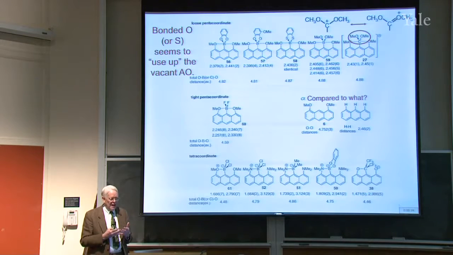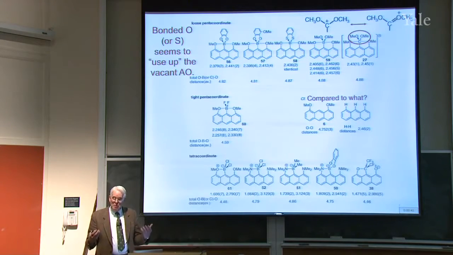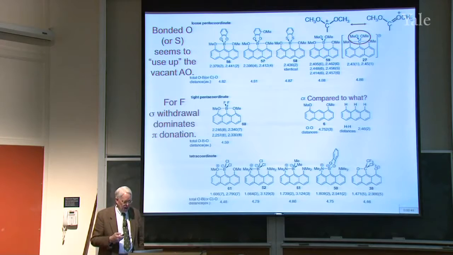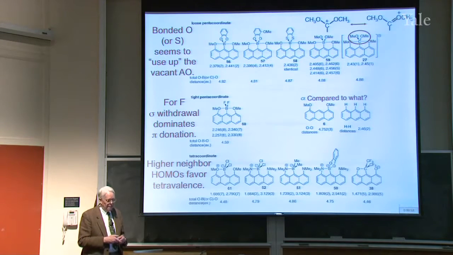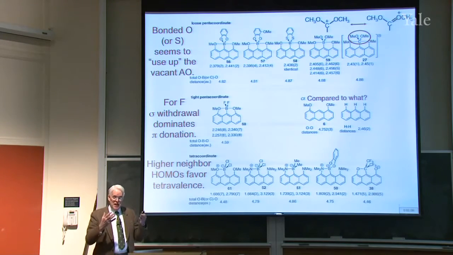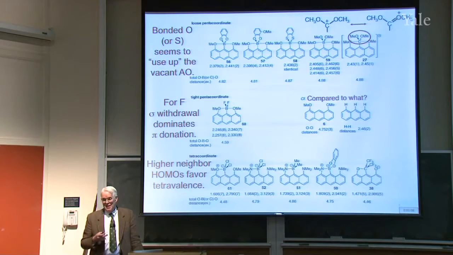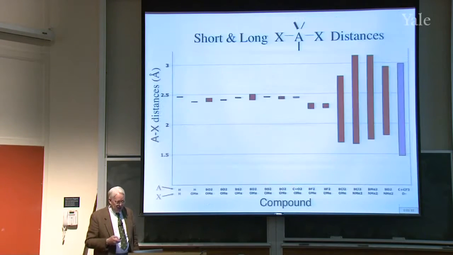But if the central atom is bonded to oxygen or sulfur, which has these extra electrons, that seems to use up the vacant orbital. So it's not so good at bonding and therefore sucking things in. If you have fluorine on boron, then as we said, the electron withdrawal lowers the energy, and indeed it does seem to suck it in to give a pentavalent atom in the middle. But if you have higher HOMOs on the neighbor of the boron, giving their electrons to the boron, then that's a better source of electrons for the boron than the neighboring atoms are, and you can see in these cases, okay?